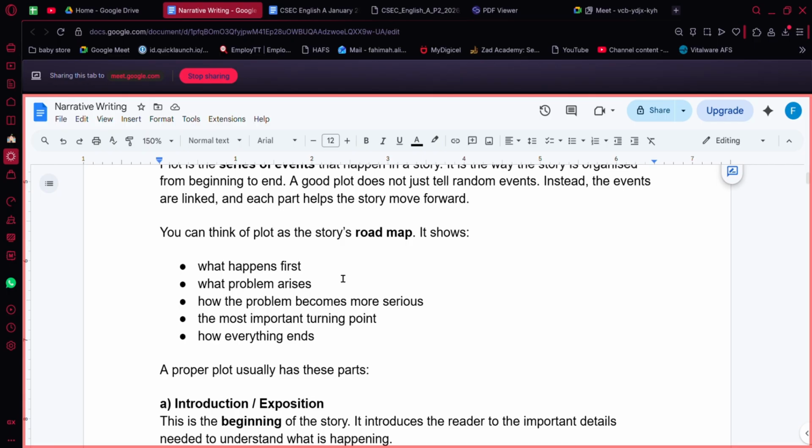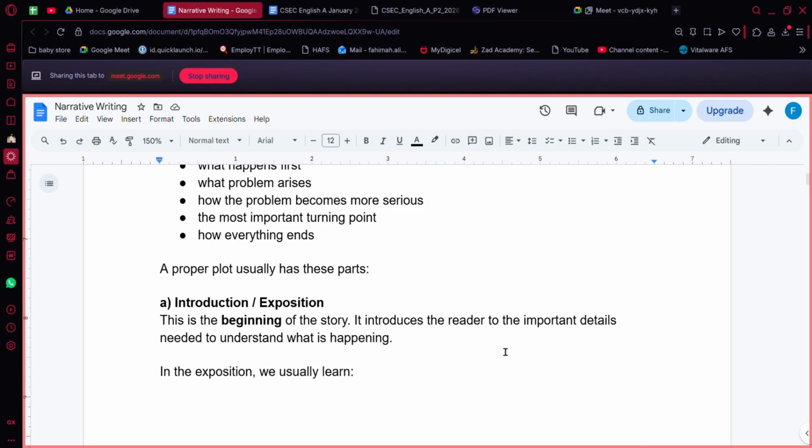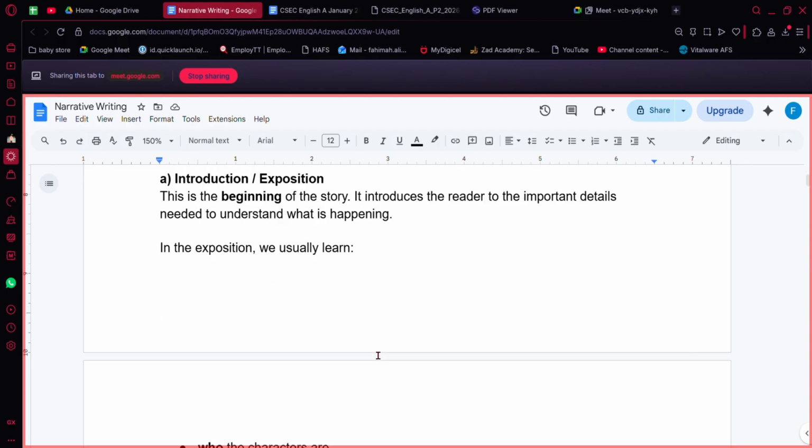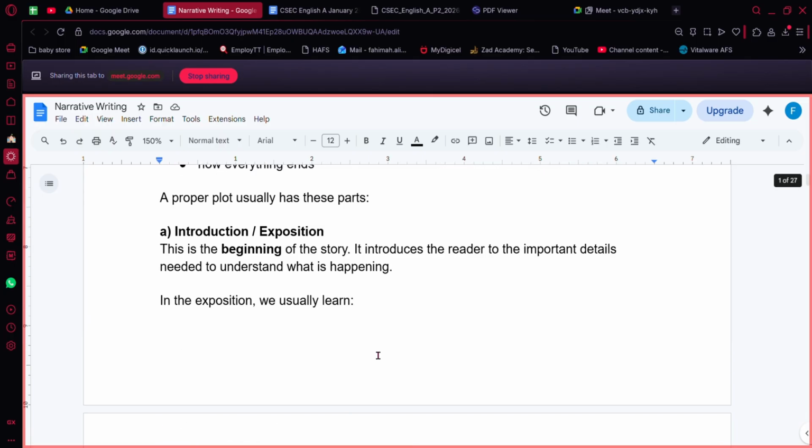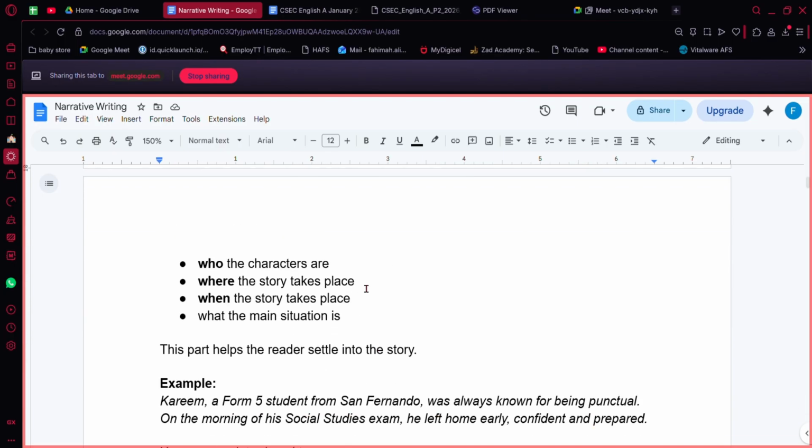This is the beginning of the story. It introduces the reader to the important details needed to understand what is happening. In the exposition, we usually learn several things. We learn who the characters are. So this is the very first paragraph or the very beginning of your story. Tell us who your characters are. So you need to introduce us to the characters. You can tell us their names, you can tell us something about them, tell us what it is they are experiencing. Also tell us where the story is taking place.